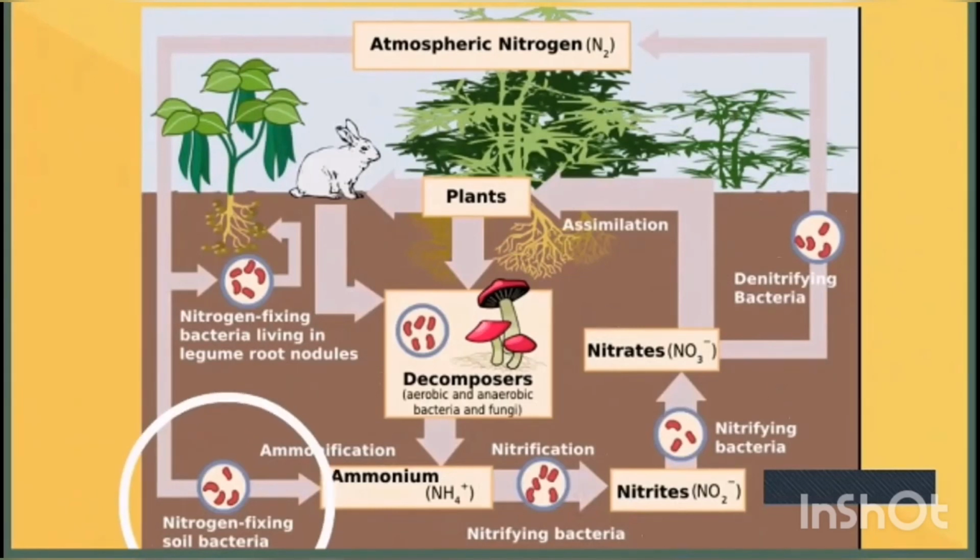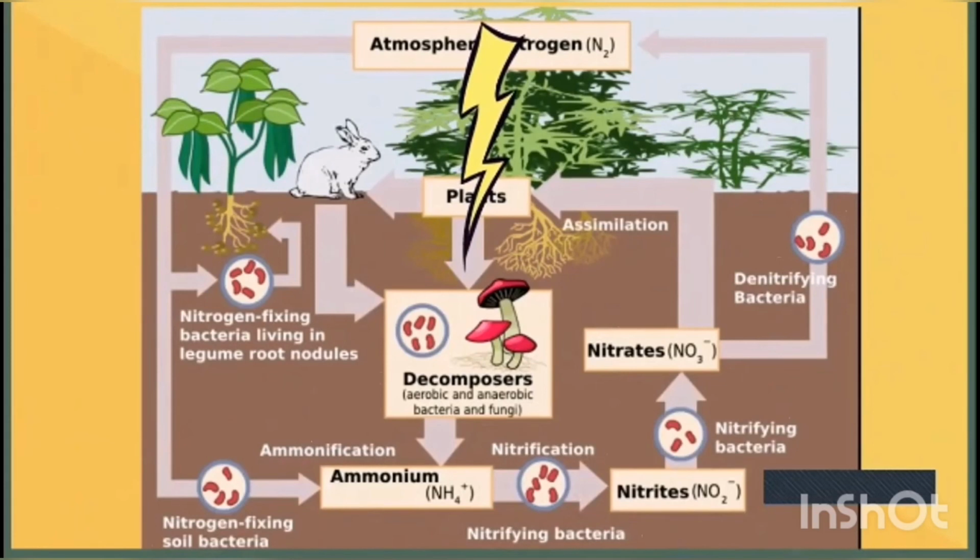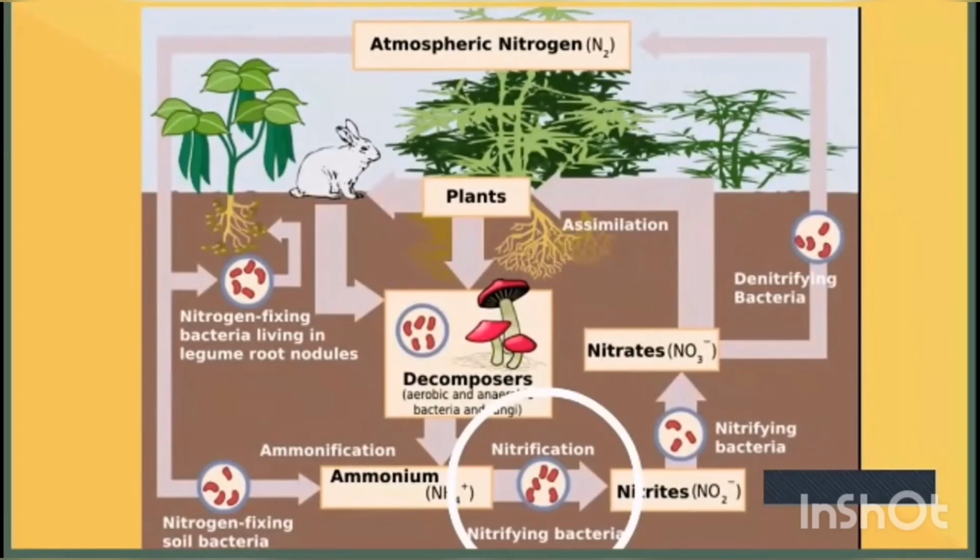Lightning in the atmosphere can also do this. Now, ammonia is toxic, so additional bacteria combine this ammonia with oxygen in a process called nitrification. At this point, the nitrogen is in a form called nitrite. Additional nitrifying bacteria convert this nitrite to nitrate. At this point, plants can absorb this nitrogen in a process called assimilation.